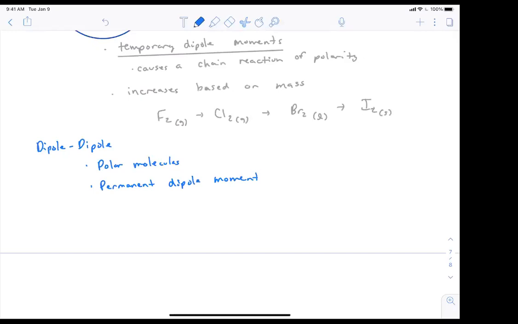So each of these molecules has some polarity. For example, HCl has an always positive and always negative end. And that means that they will attract the always positive and always negative end of an adjacent molecule. These are permanent, so they don't switch on and off; they're always there. That's why this is stronger than LDFs, because the dipole moment's always there. So there's always a forced attraction between the molecules.